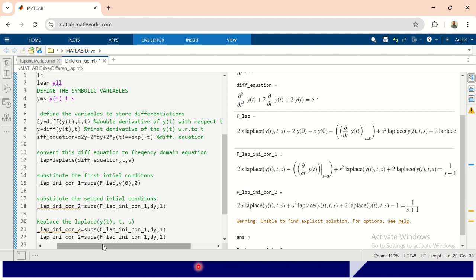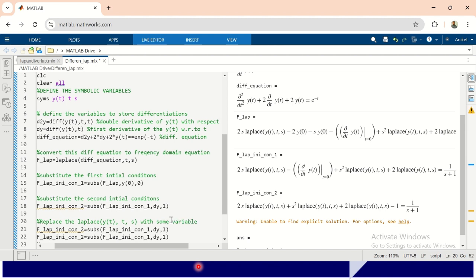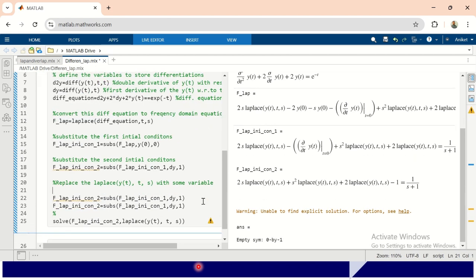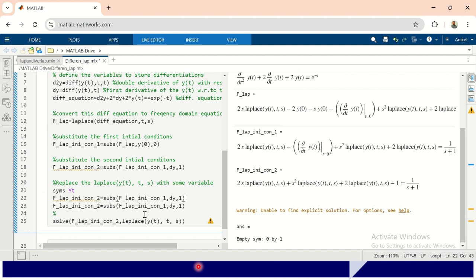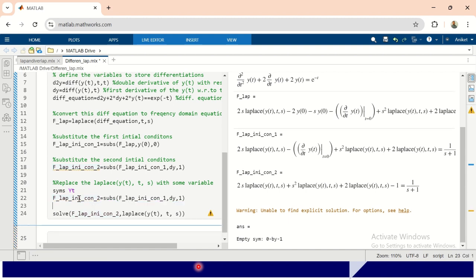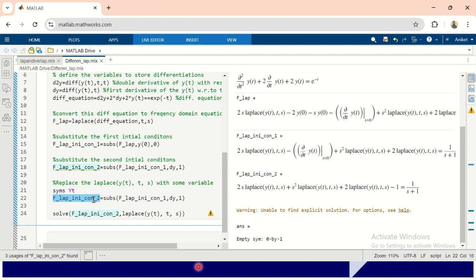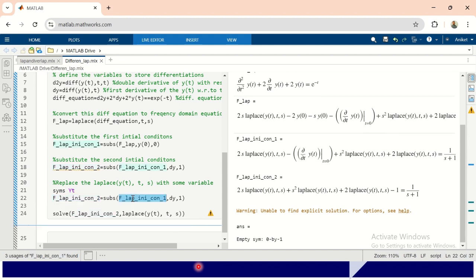Replace Laplace with some alphabet or variable or anything. And now what I will do is define a symbolic variable again, syms, and define that symbolic variable as y of t, or yt, small yt. Now what we have to do is substitute this, going to replace with this.